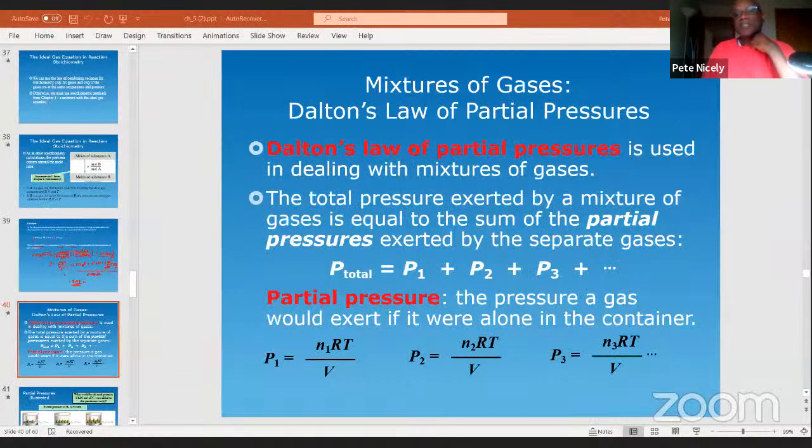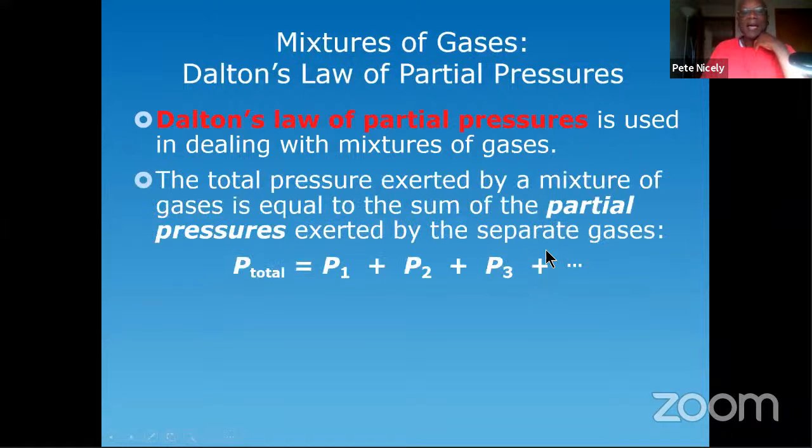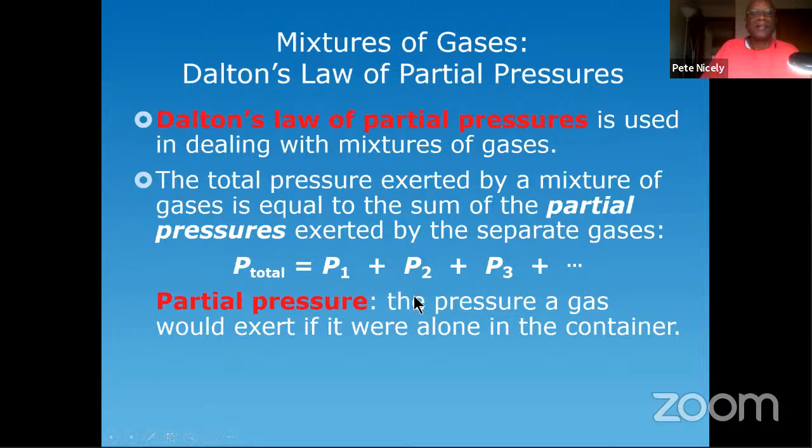this law deals with a mixture of gases, right? And let me go to full screen here. Basically what this law says, as I was saying earlier, is that the total pressure of the mixture of gases is equal to the sum of the individual pressures exerted by the separate gases. So we can represent that relationship according to this equation here: P total is equal to the pressure of gas 1 plus the pressure of gas 2 plus the pressure of gas 3 and so on and so forth, all right?